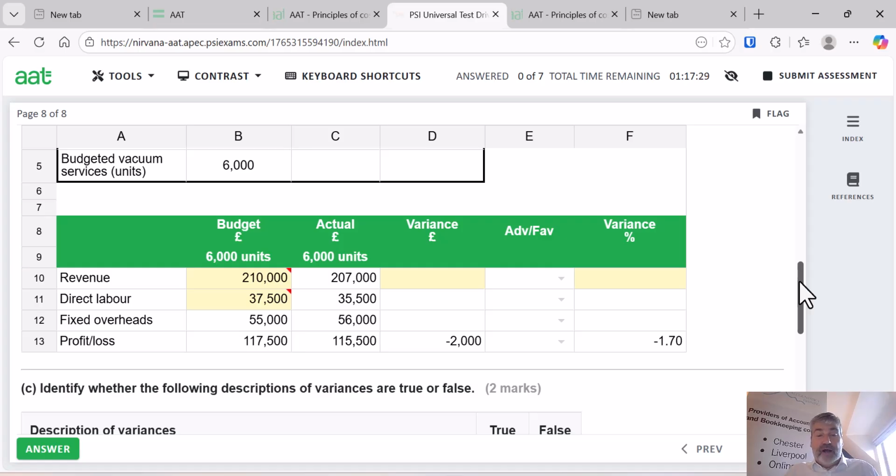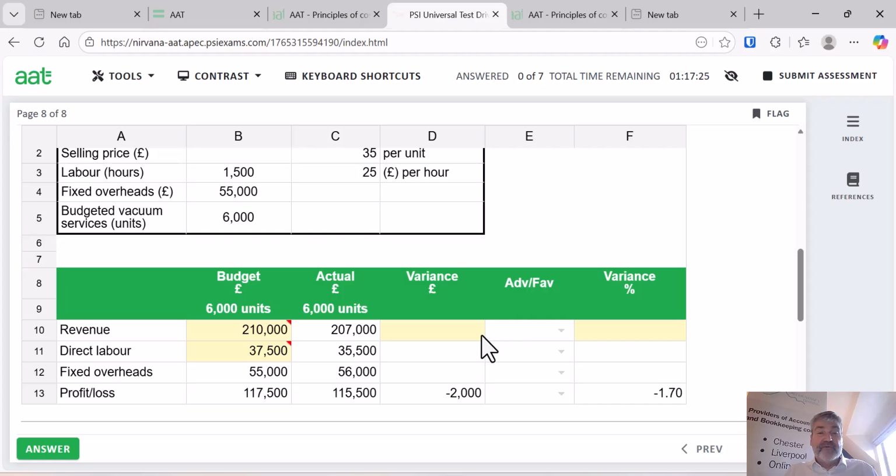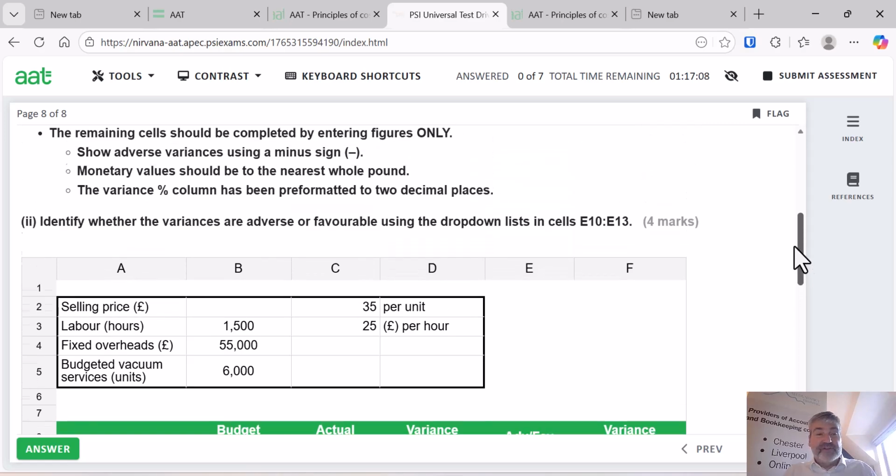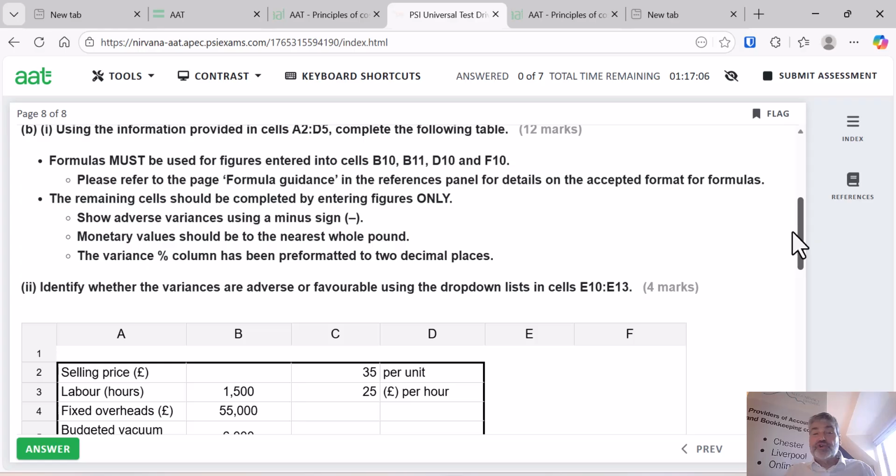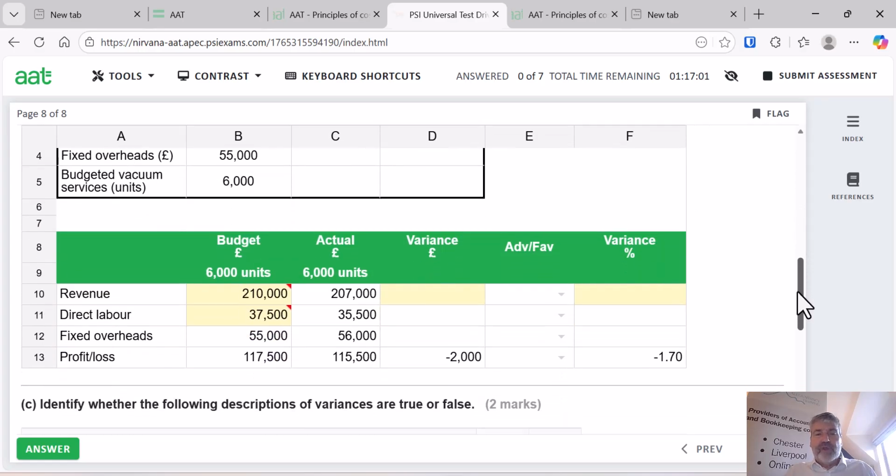Okay, so the other cells I need to fill in, I need to put in the variance in cell D10, again with a formula. The variance is simply the difference between the actual result and, in this case, the budget, the comparative figure. And let me just remind myself about the sign on variances, because I need to make sure that any adverse variances use a minus sign.